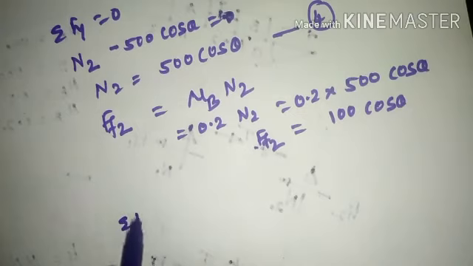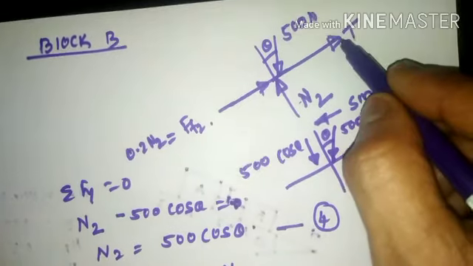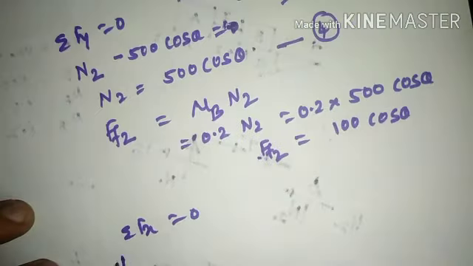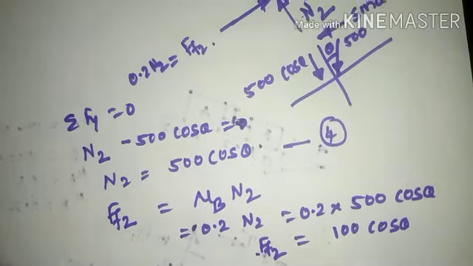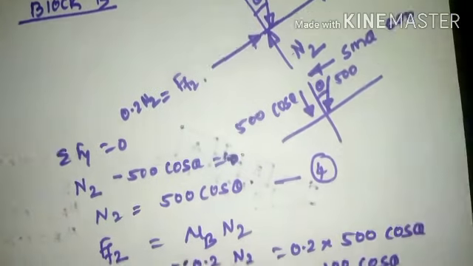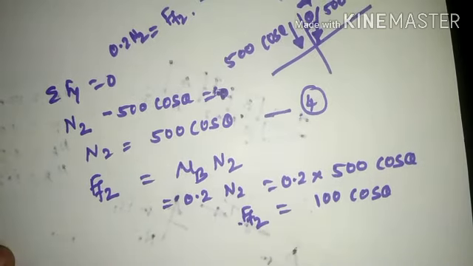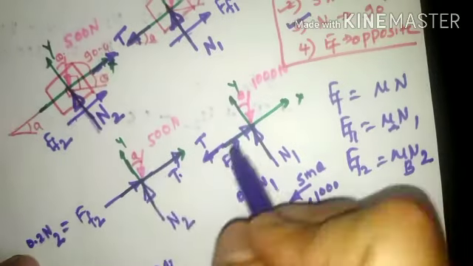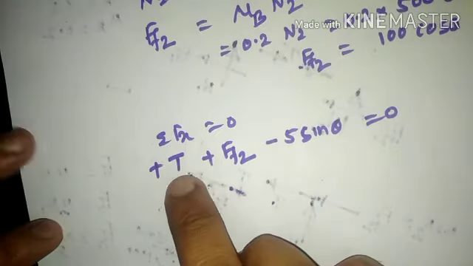Next we need to consider summation Fx is equal to 0. Refer to this particular diagram now. T is upward, so plus T. Then the frictional force is also upward, so plus F of F2. Then 500 sine theta is downward, so minus 500 sine of theta, and that is equal to 0. Here T was considered as negative earlier because it was downward. Now here T is upward, so it will be considered as positive.